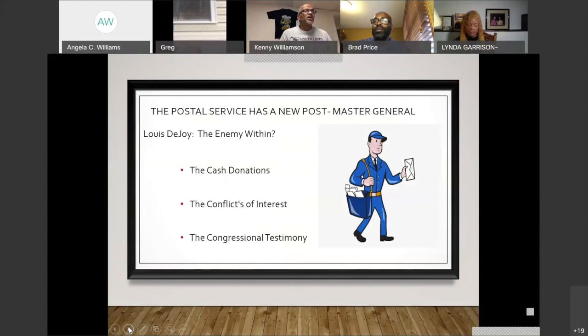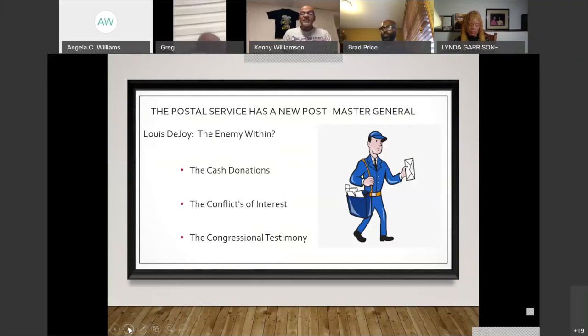There are three things I want to share about him: his cash donations, his conflict of interest, and his congressional testimony. Now, when it comes to his cash donations, he has donated since 2016 $1.2 million to the Trump Victory Committee, a similar amount to the Republican National Committee, $175,000 to the Republican National Senatorial Committee, and about $70,000 to the Congressional Senate Committee.